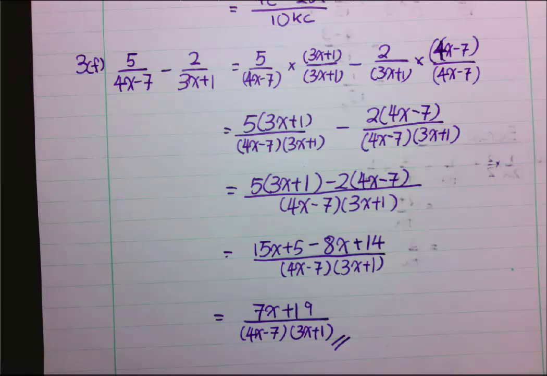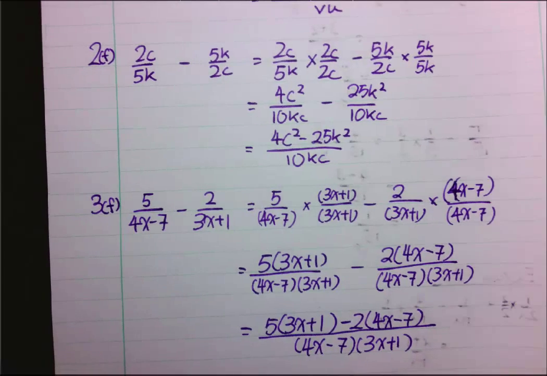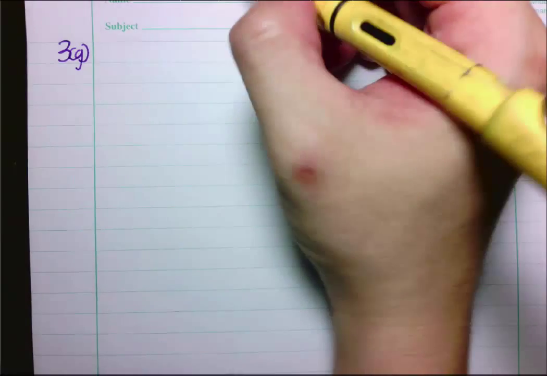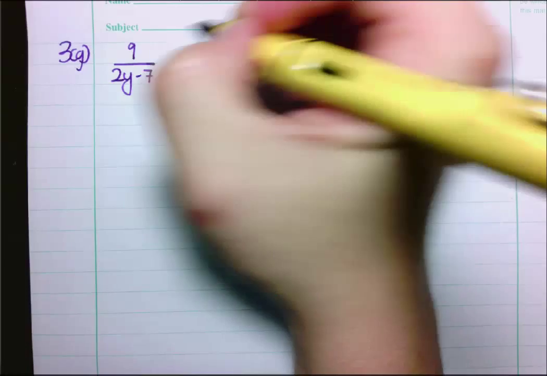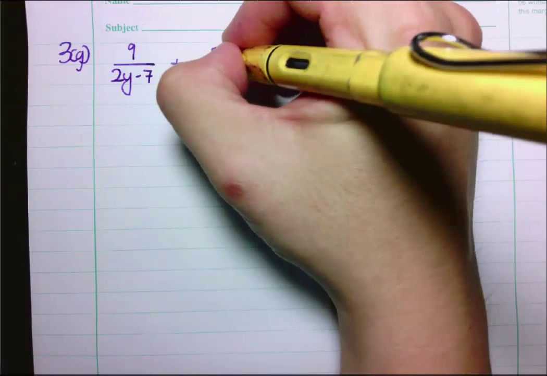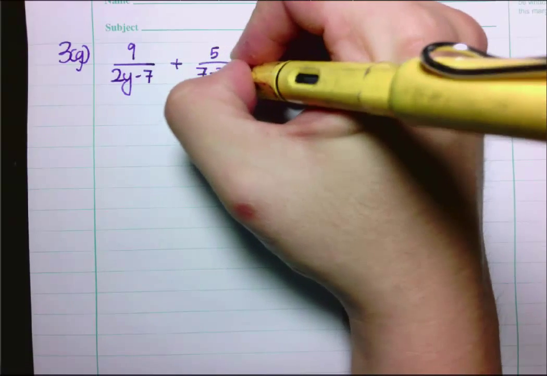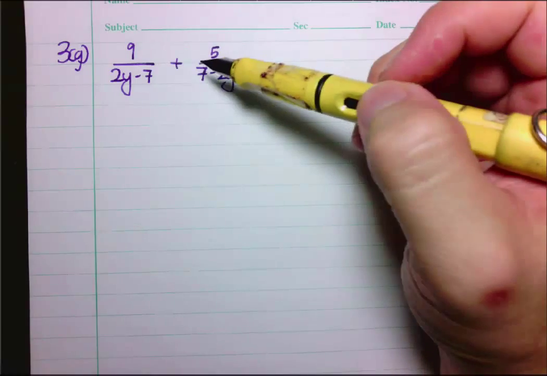Now I just give you one more example, 3G, and this will be the end of the examples for this subtopic. Okay, 3G. 3G is slightly tricky here.